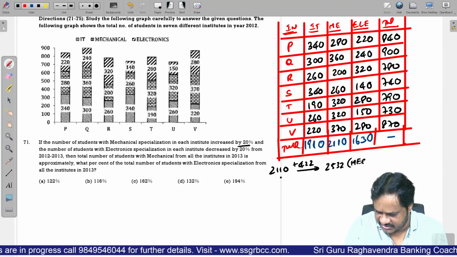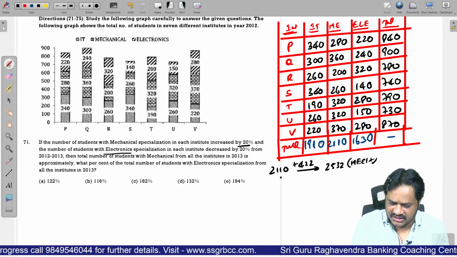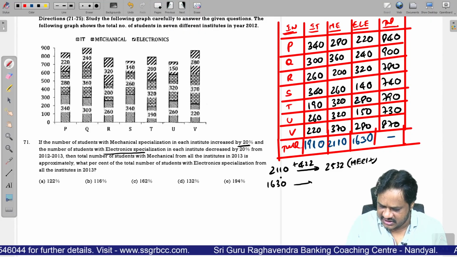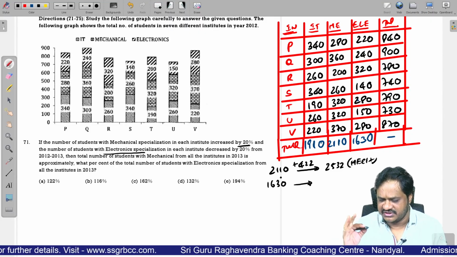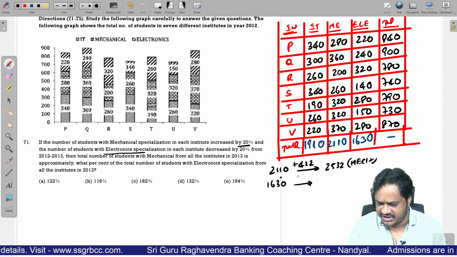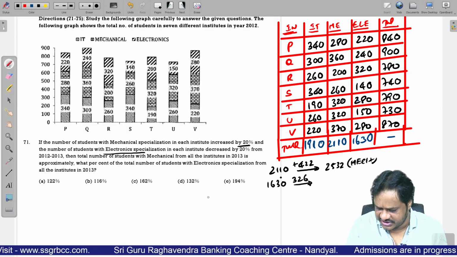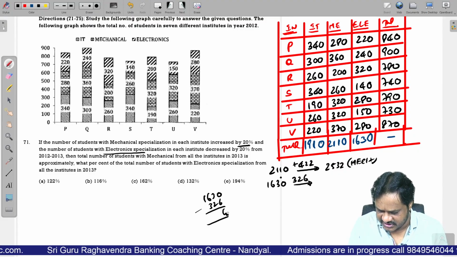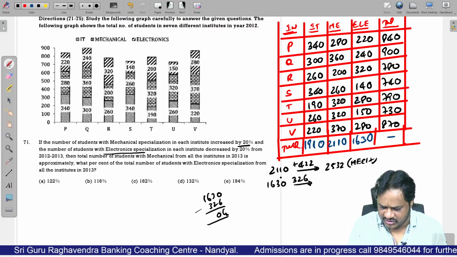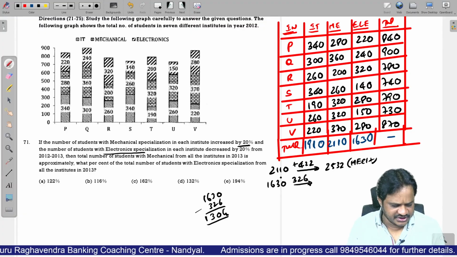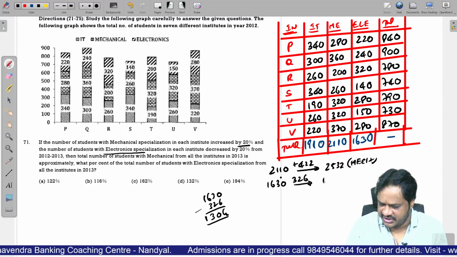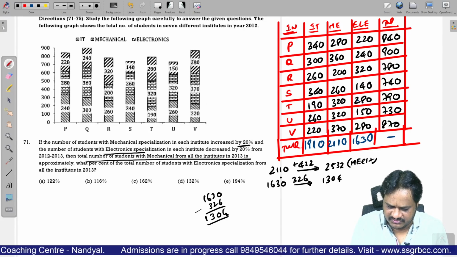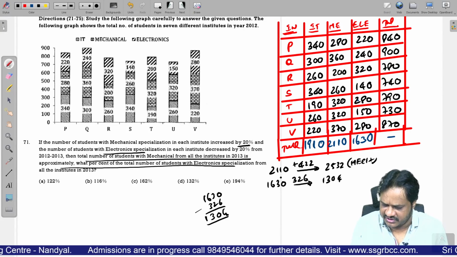Now this is the mechanical. Then electronics. Electronics total already 1630, that is decreased by 20%. 10% is 163, 20% is 326 decrease. So 1630 minus 326, 1304. It is 1304. Now the question is, the total number of mechanical is what percent of electronics?